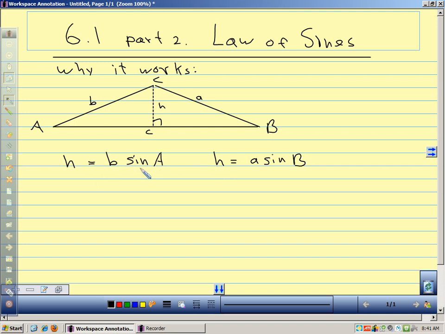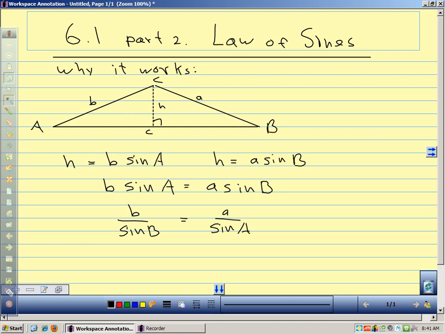Because these are both expressions for h, we can set them equal to each other. So b sine A equals a sine B. If I divide both sides by sine A and both sides by sine B, I get b over sine B equals a over sine A. So there's one of our relationships from the law of sines. If I drew a different altitude for the triangle, I could do the same thing for the other relationships that we have with the law of sines.